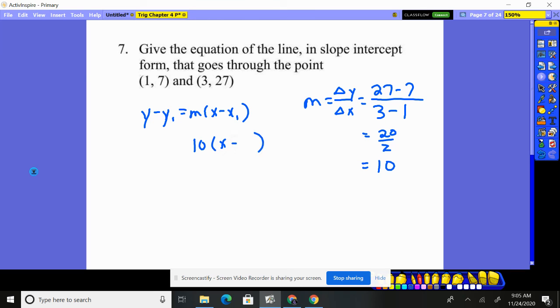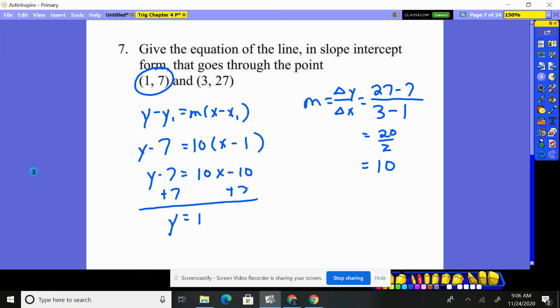Now, we get to decide which x sub 1 and y sub 1 we use. I'm just going to use this, smaller numbers. So 7 there, 1 here. If you use (3, 27), you'll get the same answer. Y minus 7, distribute the 10 through, and then move this number over, and you are done. 10x minus 3. There's the equation. It goes through those 2 points in slope-intercept form.